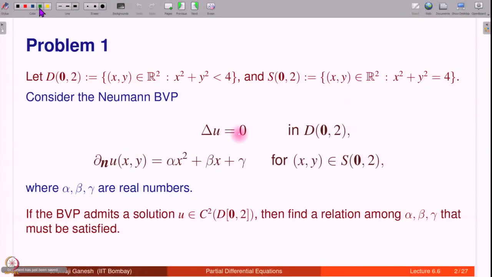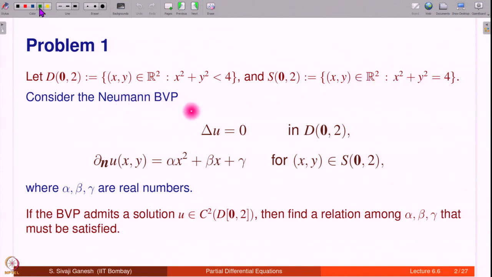Welcome to tutorial 1 on Laplace equation. So, problem 1 is: let D(0,2) denote the disk of radius 2 centered at the origin, and S(0,2) is the circle of radius 2 with center at the origin.